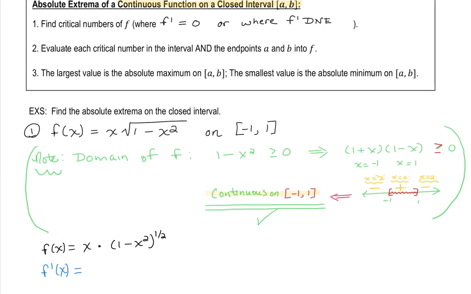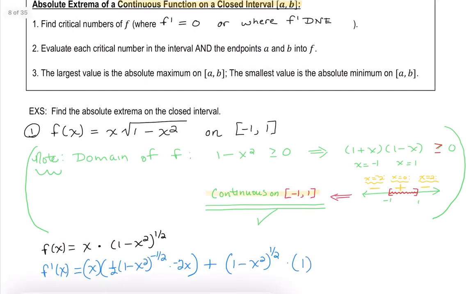So we have our first one left alone, x times the derivative of the second factor is going to be 1/2, (1 minus x squared) to the 1/2 minus 1, so to the negative 1/2, and then times the negative 2x, the derivative of the inside, plus, changing that order, the second factor, so that square root function left alone, and then times the derivative of x, which is 1.